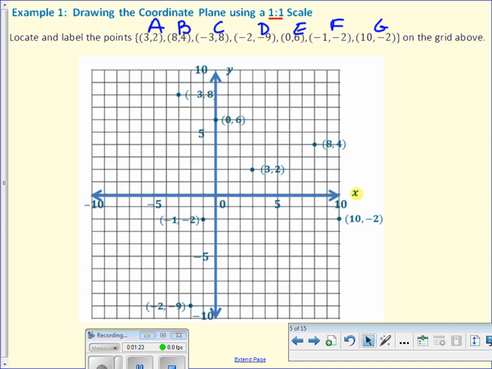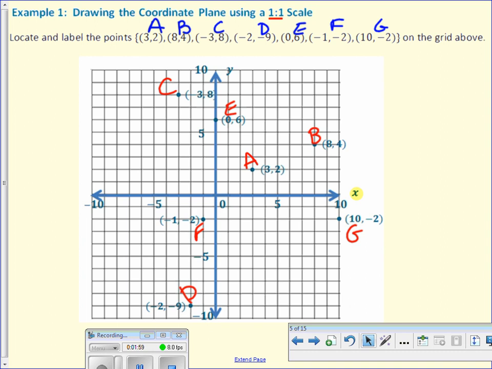So A was up here, B is here, C, I just labeled as A. I should probably put my glasses on for this. D and E, F, and G. So instead of writing the ordered pairs, if you want to write the letter, that's fine. Any questions on labeling any of those points?